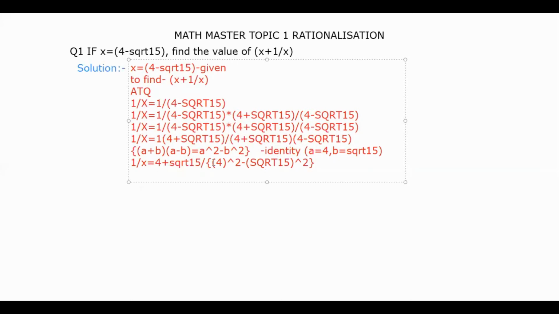Let's move ahead. Then 1 upon x will become 4 plus square root 15 divided by, what is the 4 square? We know that 4 square is 16. Very good. And what is the square of square root of 15? We know that whenever a square root is squared, then the square root is cancelled in multiplication. So write it here 15.